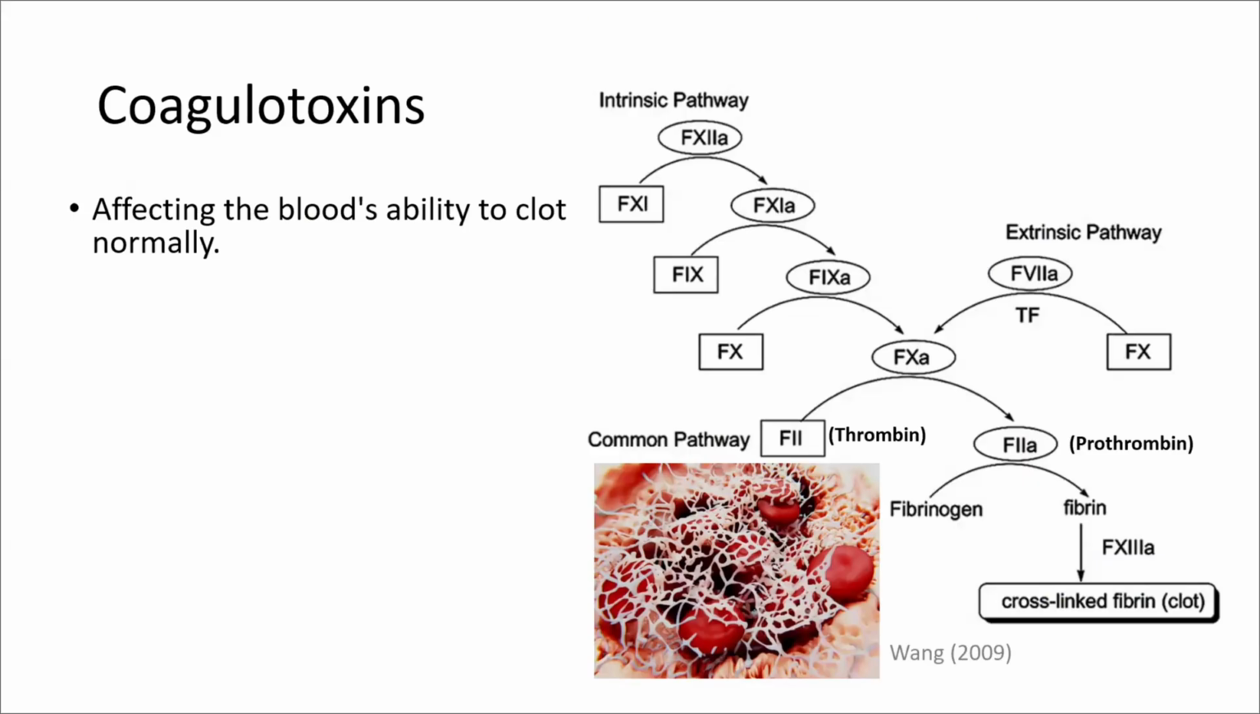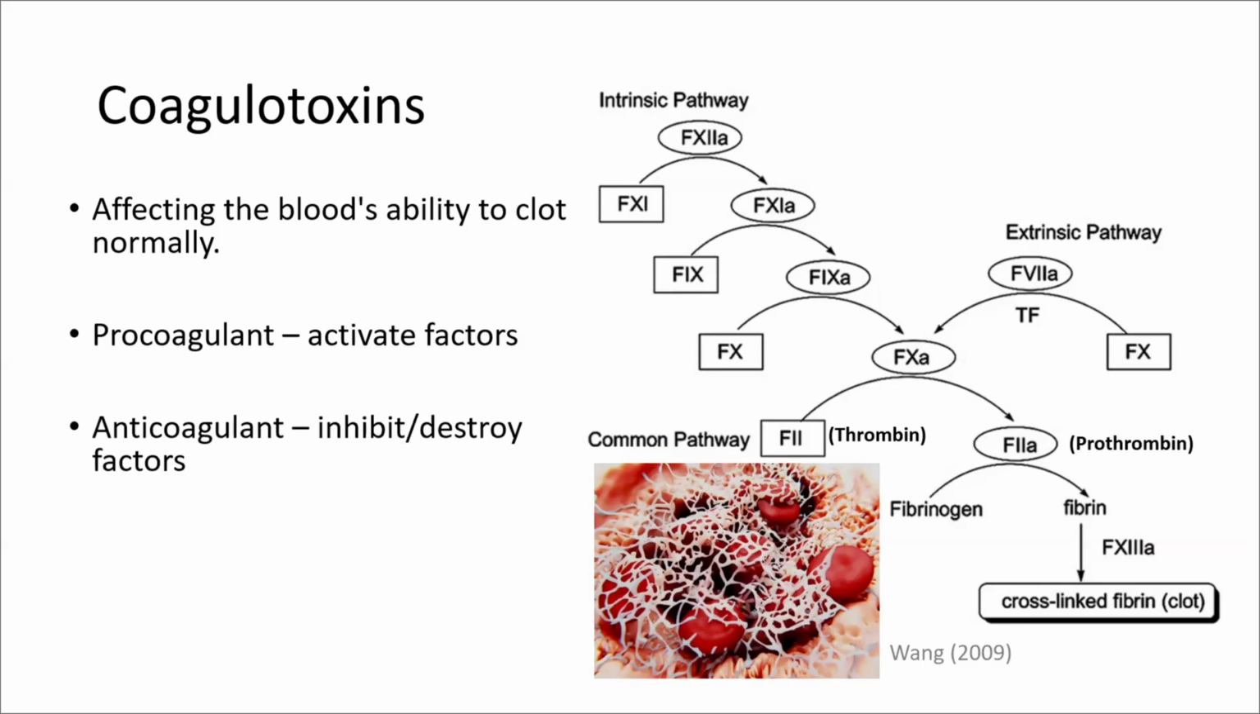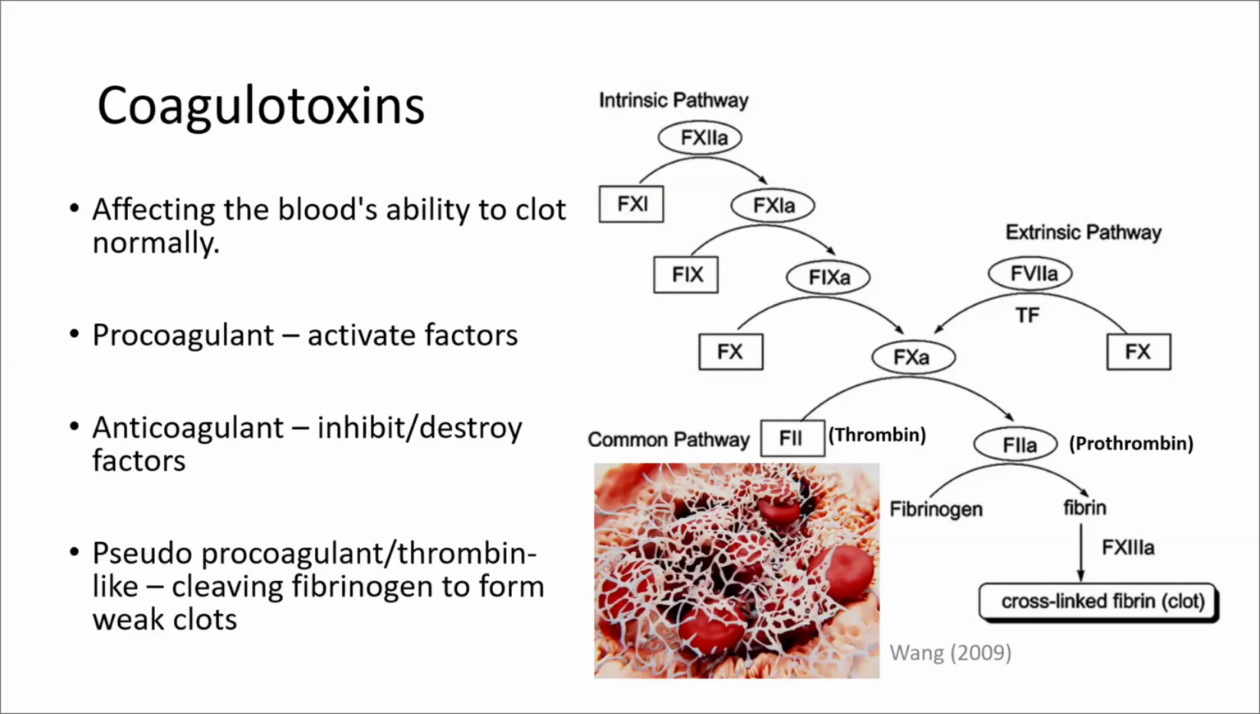Venoms have evolved to target this system. They can be either procoagulant, so they're going to activate those factors to form strong clots. They can be anticoagulant to inhibit or destroy these factors, preventing clotting. Or there can be a third one, which is kind of a mix of the two, which is pseudoprocoagulant or thrombin-like, where it's cleaving fibrinogen to form very weak clots that are easily broken down by the body. So it's a procoagulant mechanism, but has a net anticoagulant effect.